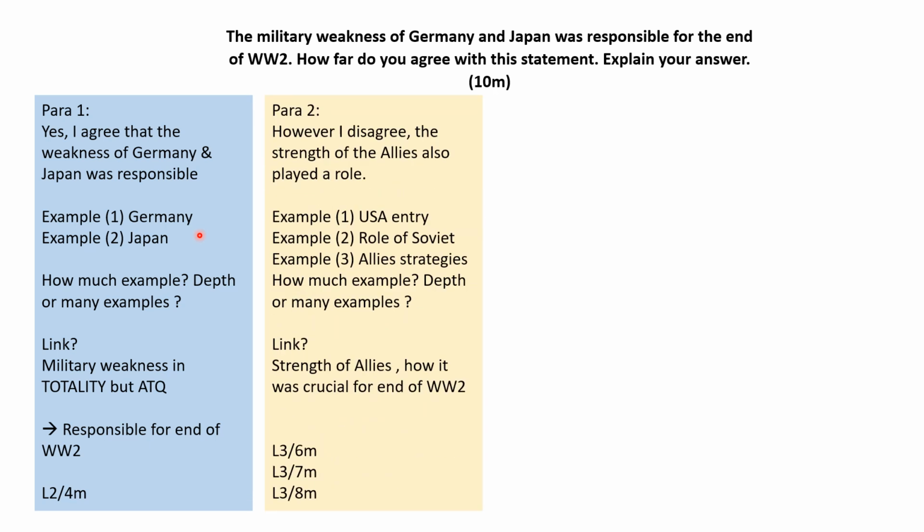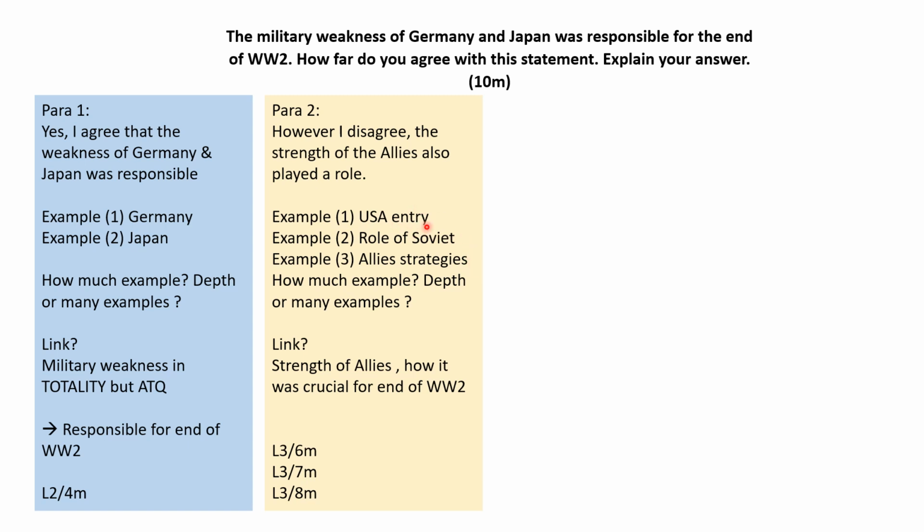Then next is, of course, paragraph 2. You are going to give the alternative factor, which is actually the strength of the allies. You're also going to give examples. So how many examples? Again, it depends.